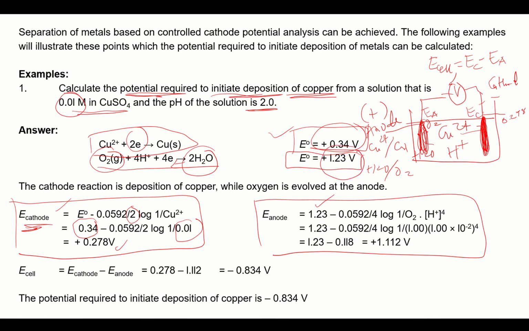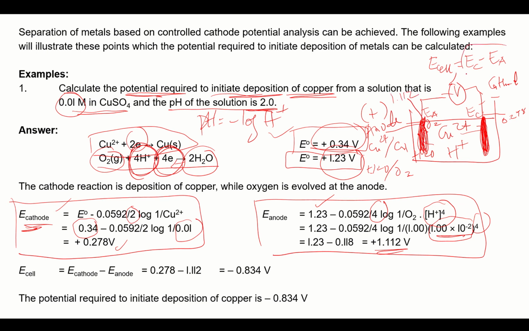Okay, so here is the evolution of oxygen. This is the standard value for water to oxygen. The number of electrons is 4. This is the acid, pH is 2. So this is the hydrogen concentration at pH 2. pH is negative log H. You get 1 times 10 to the power of negative 2, to the power of 4, because there are 4 H here. Then you will get 1 point here. At this electrode, the value is 1.112.